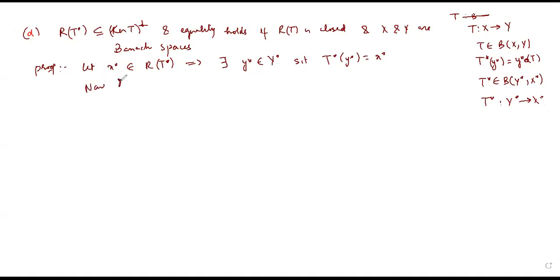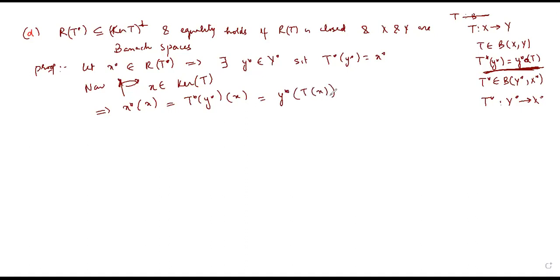Now if X belongs to kernel of T, it would imply that X star at X, but X star is actually T star at Y star applied to X, but T star Y star applied to X by the formula for adjoint should be actually Y star composed with T applied to X, but that would be equal to Y star at 0 for all X belonging to kernel of T. क्योंकि अगर X kernel of T में है, then T of X would be 0. So Y star is a linear map, it would send 0 to 0. So which implies that it kills everything inside the annihilator.